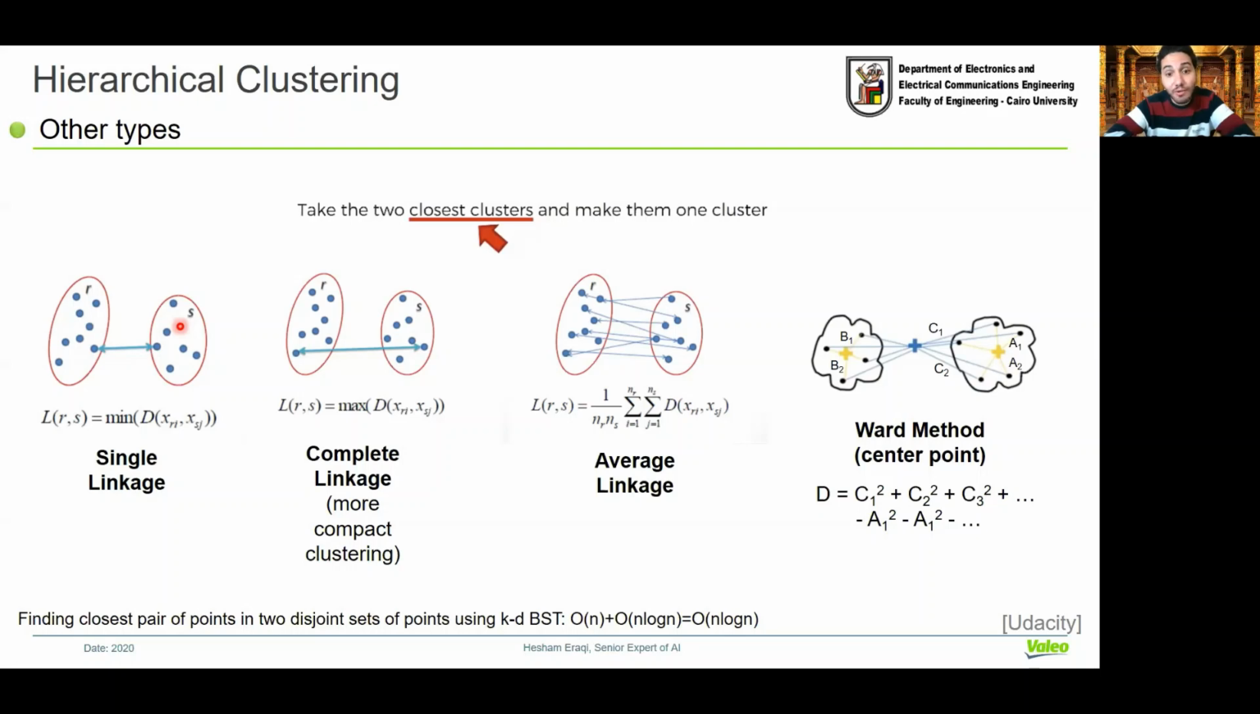Because you need to calculate the distance between, in the worst case, n number of clusters, where n is the number of points in your data, so you need to execute this operation n times. So you have an operation that costs you big O of n log n. You repeat it n times in the worst case. So this is why the runtime complexity of hierarchical clustering is n squared log n. Okay. So if you take the closest pair's distance, this is single linkage hierarchical clustering.